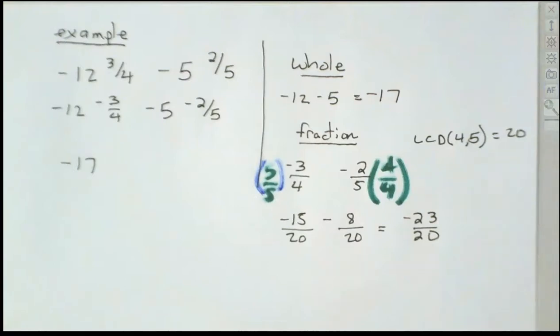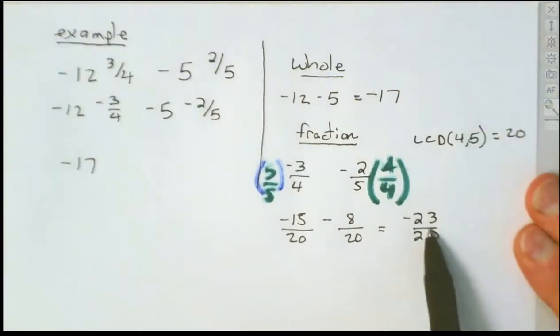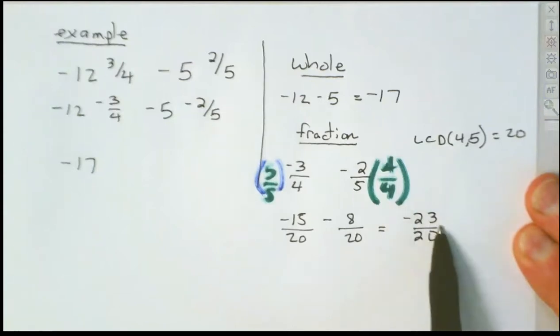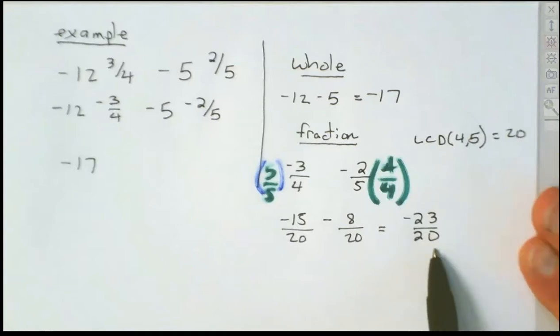Now we do need to go ahead and make this a mixed fraction, right? Because this is an improper one right now. Okay? We want mixed fractions on these. So why is this an improper fraction? Well, it's improper because the top half is larger than what? The bottom half, right?